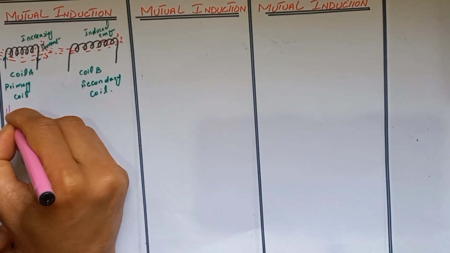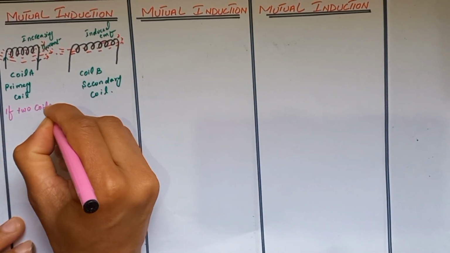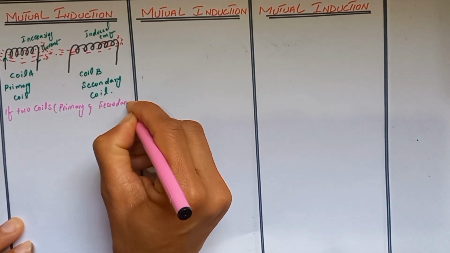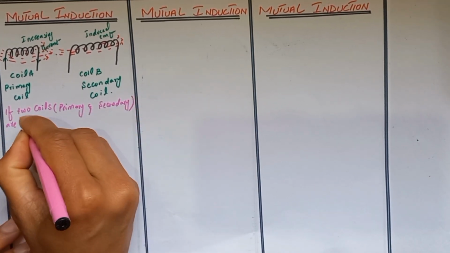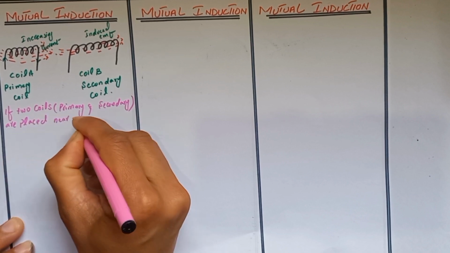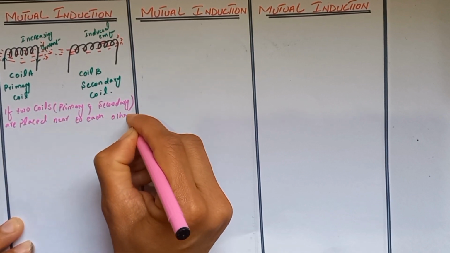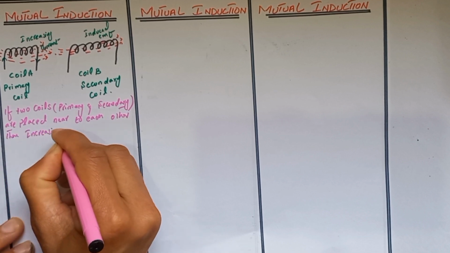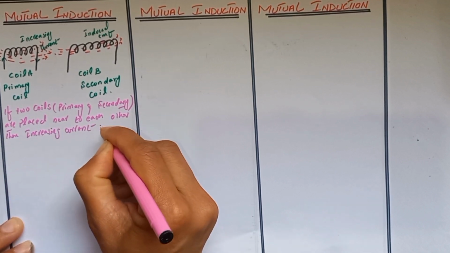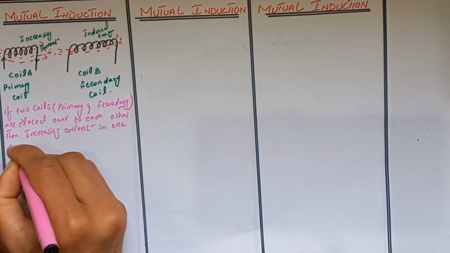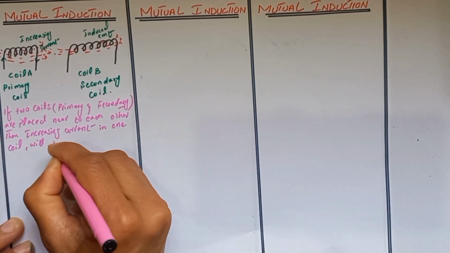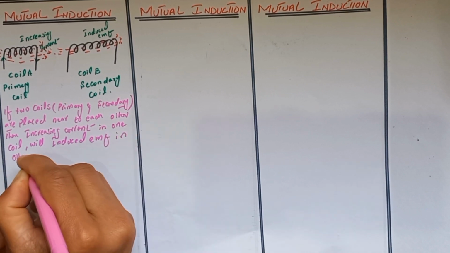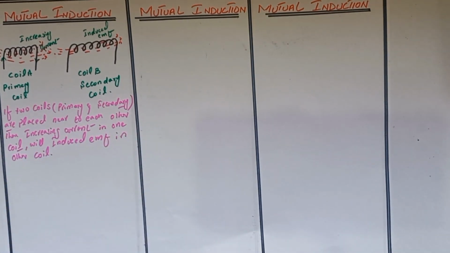So here we write: if two coils, primary and secondary, are placed near to each other, then increasing current in one coil will induce EMF in the other coil.